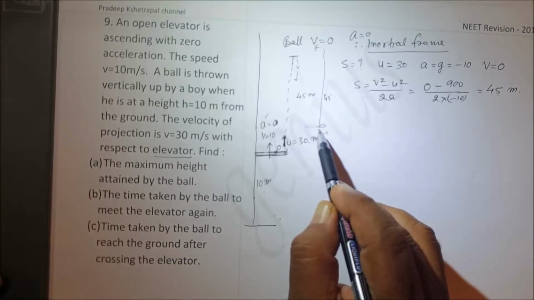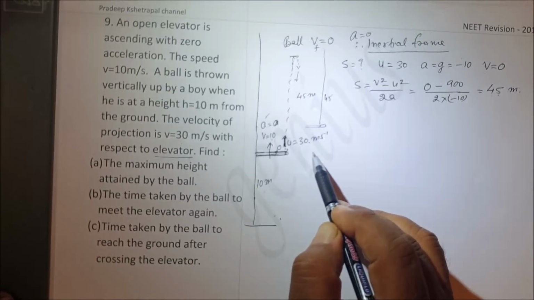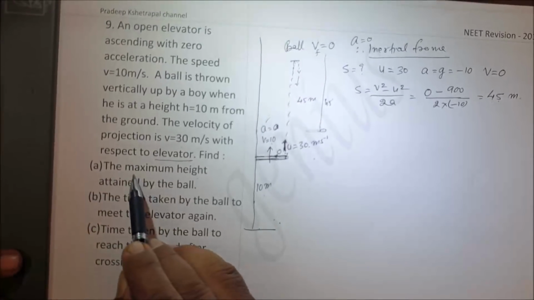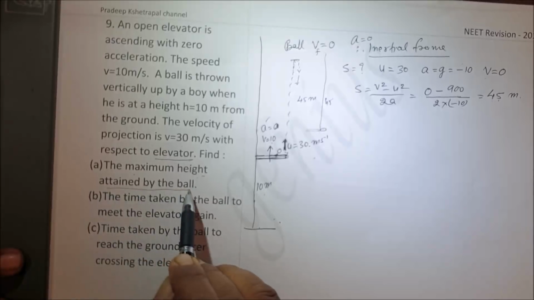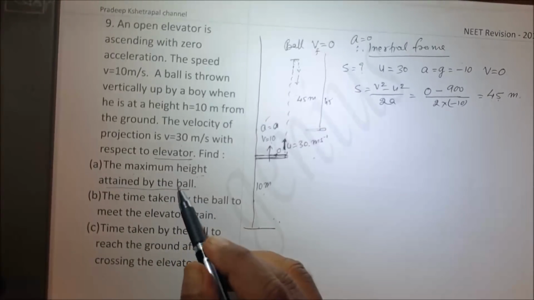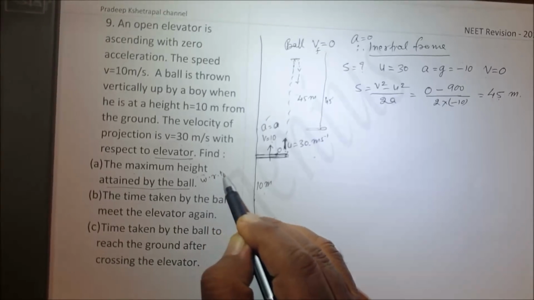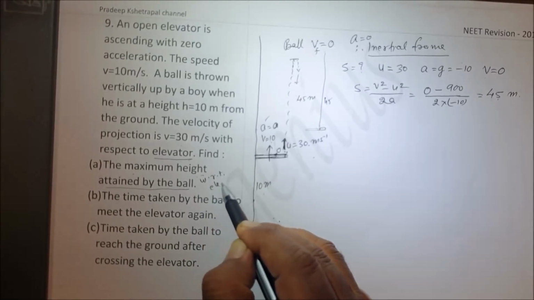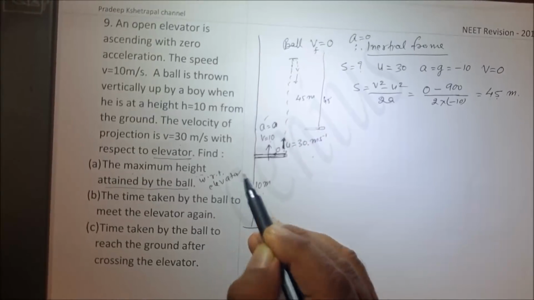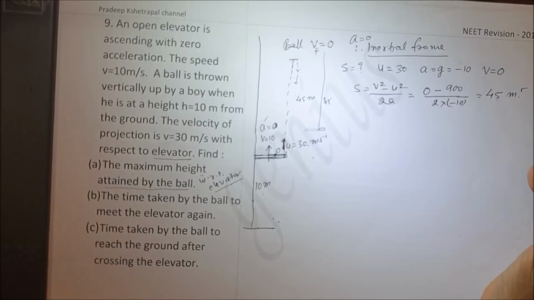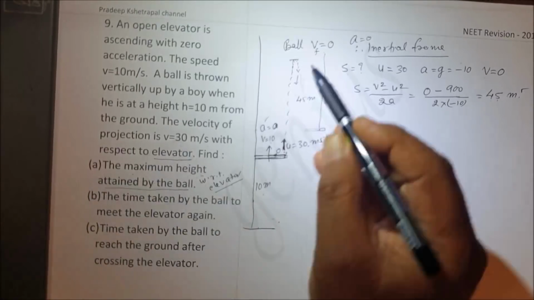It is only for your understanding. You will say, why don't we calculate this? My answer is, why should we calculate it? Because they are asking the maximum height attained by the ball. They have not written with reference to ground. So what we are trying to find out is with reference to the elevator. This is what we have found out, 45 meter. Okay, so this was our part A.